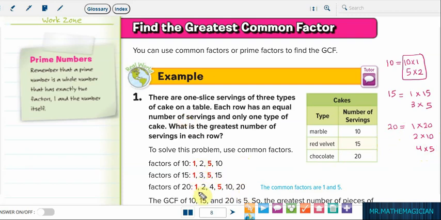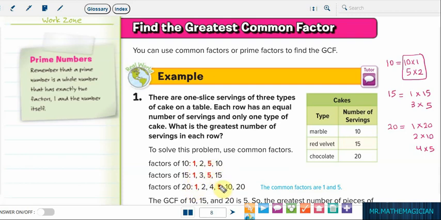Now look at the numbers in red. We have here 1 is repeated in all as a factor of all 10, 15, and 20, and also 5 is repeated as well. So we can say that 1 is a common factor of 10, 15, and 20. Also 5 is a common factor of 10, 15, and 20.